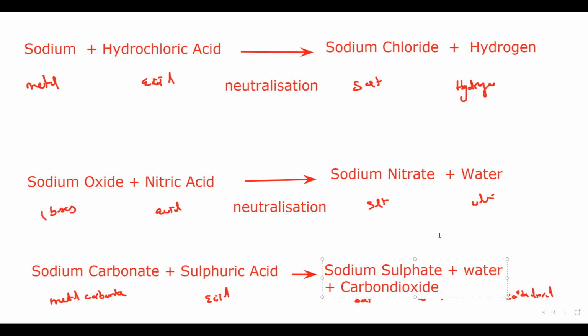So these are the products which will be formed. And this reaction is also known as neutralization. So basically the reactions of the acid are also known as neutralization reactions when acid is reacting with a metal oxide, metal hydroxide or metal carbonate. Is it clear?